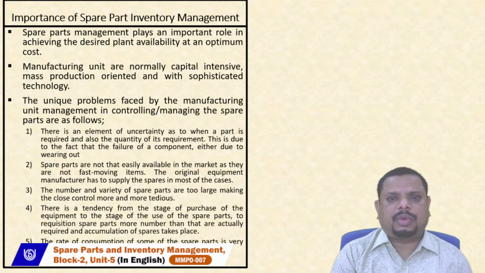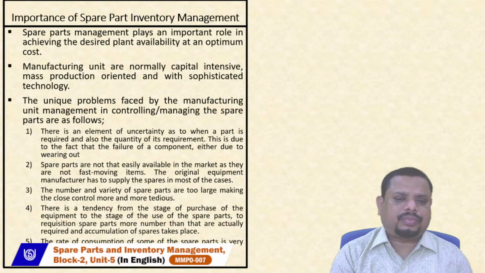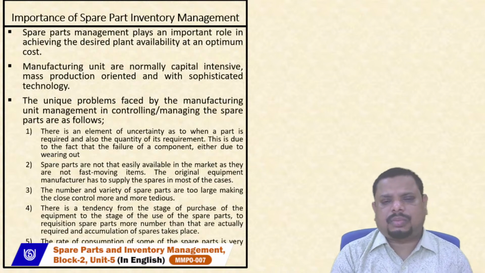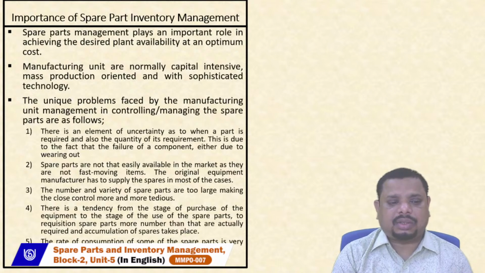So if you go for a number of varieties, a number of specifications of spare parts, in that case it is very difficult to control. So you have to focus upon those spare parts which have a large number of varieties, which makes close control more tedious.